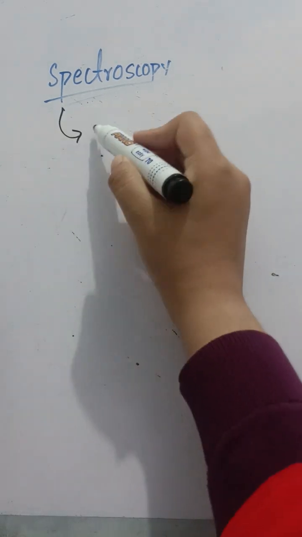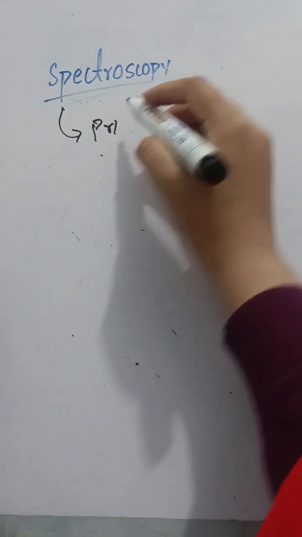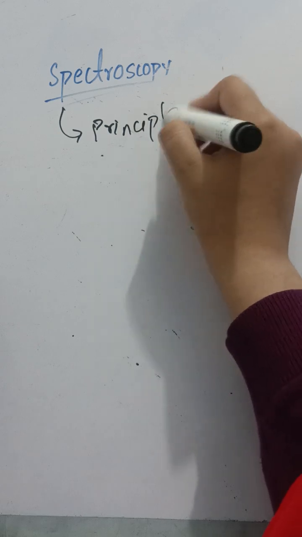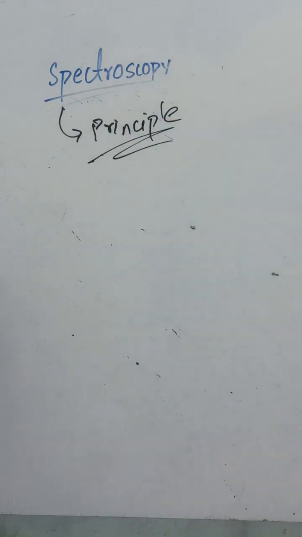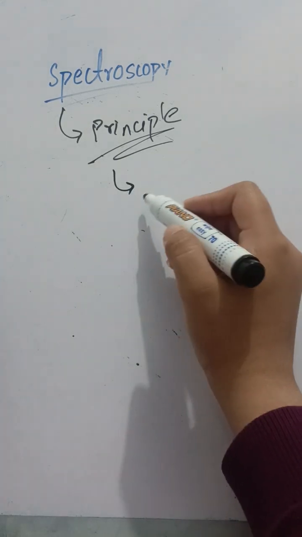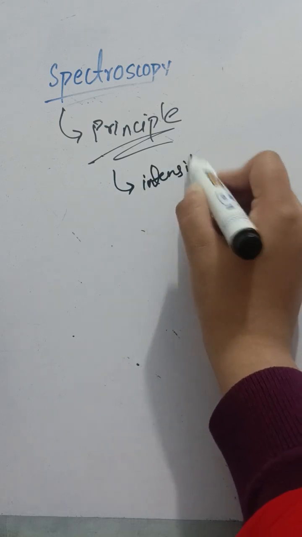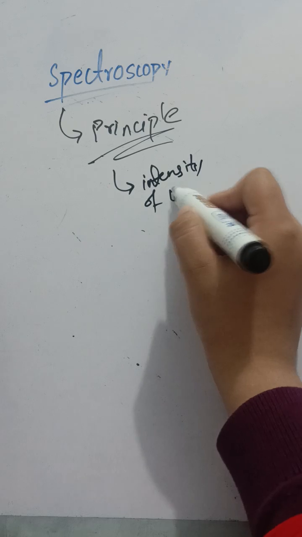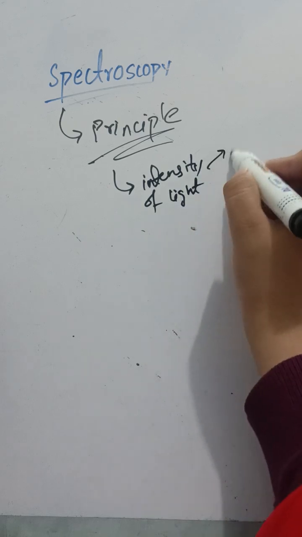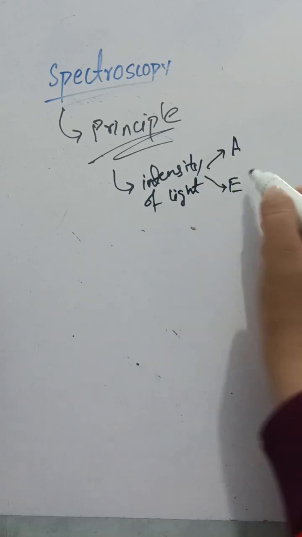So we have covered the levels of EMR. We have discussed three levels of it. Now the principle of spectroscopy. What is the principle of it? The major principle is that we are measuring the intensity of light which is absorbed or emitted by your sample.